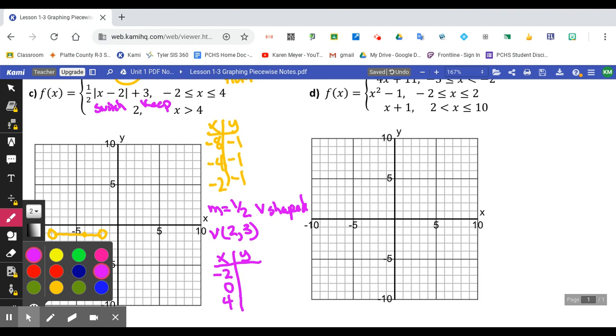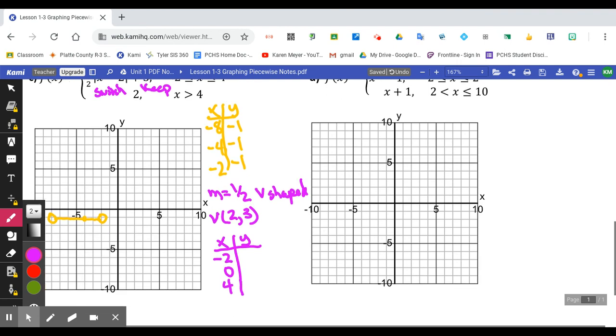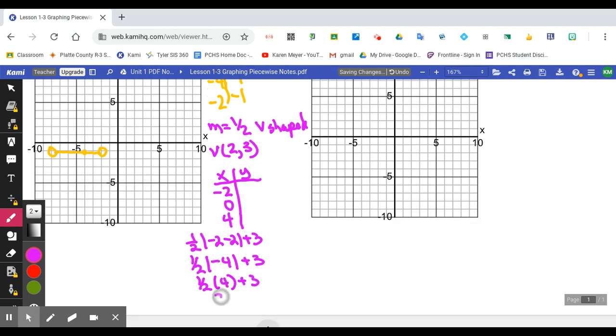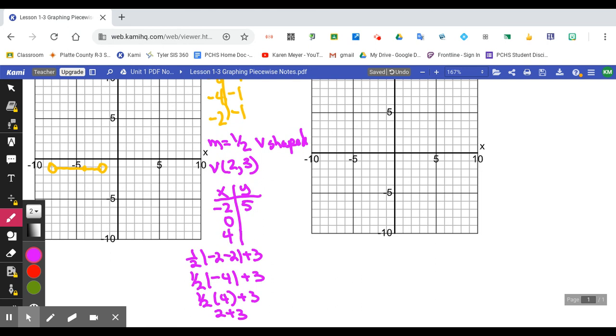So if you plug -2 in, you would have 1/2 absolute value of -2 minus 2, plus 3. Do the absolute value part first inside there. So -2 minus 2 is -4. The absolute value of -4 is positive 4. 4 times 1/2 is 2, and 2 plus 3 is 5.